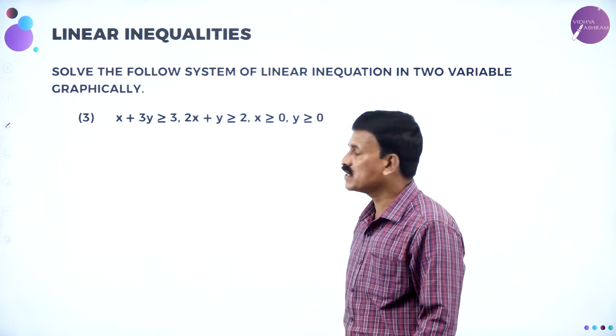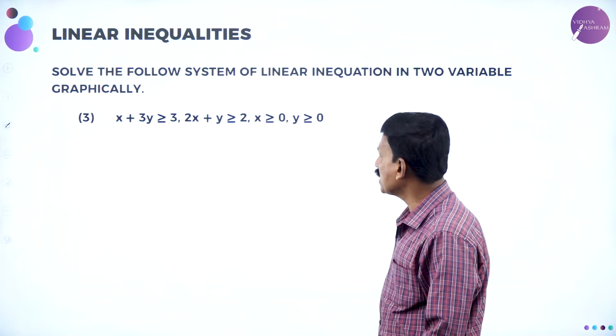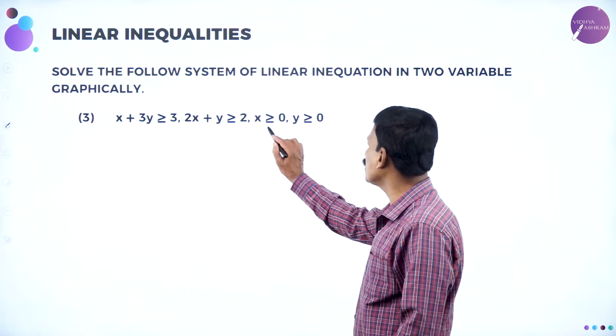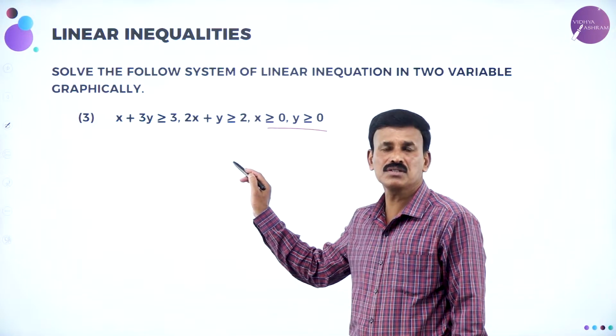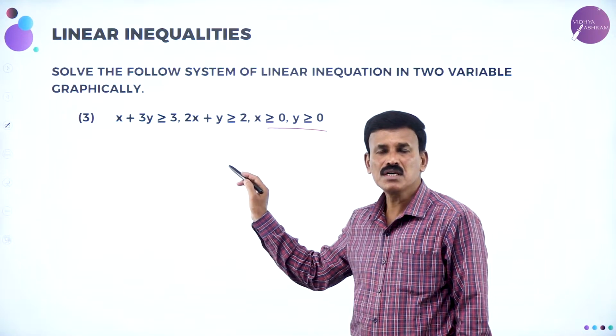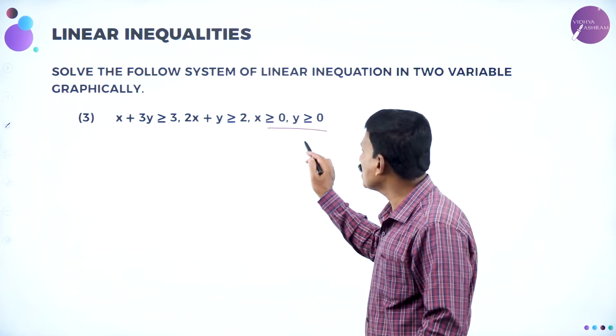Same type, solve graphically. X plus 3y is greater than or equal to 3, 2x plus y is greater than or equal to 2, and x is greater than or equal to 0 and y is greater than or equal to 0. That means non-negative restrictions. So the feasible region lies in the first quadrant.